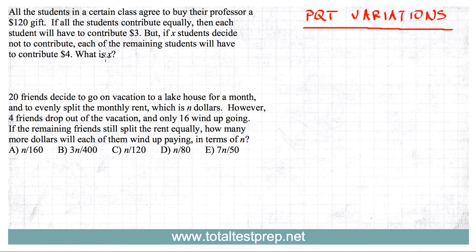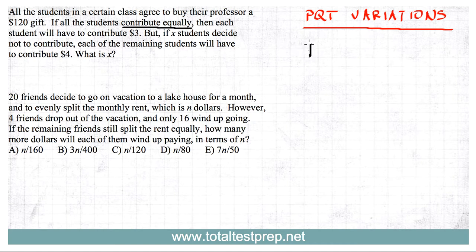So here there are no unit prices. What we have is a total cost. In this case, it's $120 for a gift that is shared equally. So the keyword here is contribute equally. In these types of questions, where you have maybe a restaurant bill that a bunch of people are splitting equally, or some other sort of cost that a bunch of people are splitting equally, we can use the same table, the price, quantity, total table.